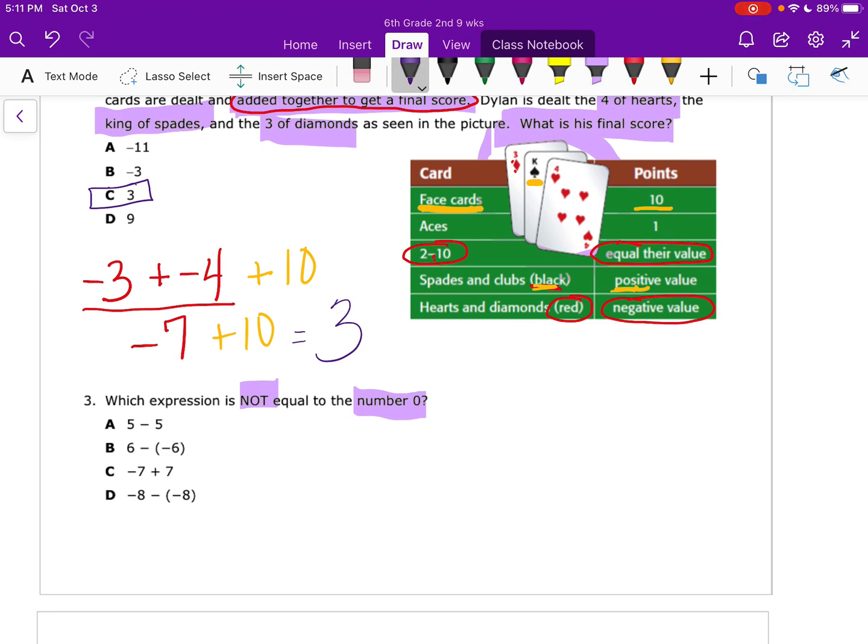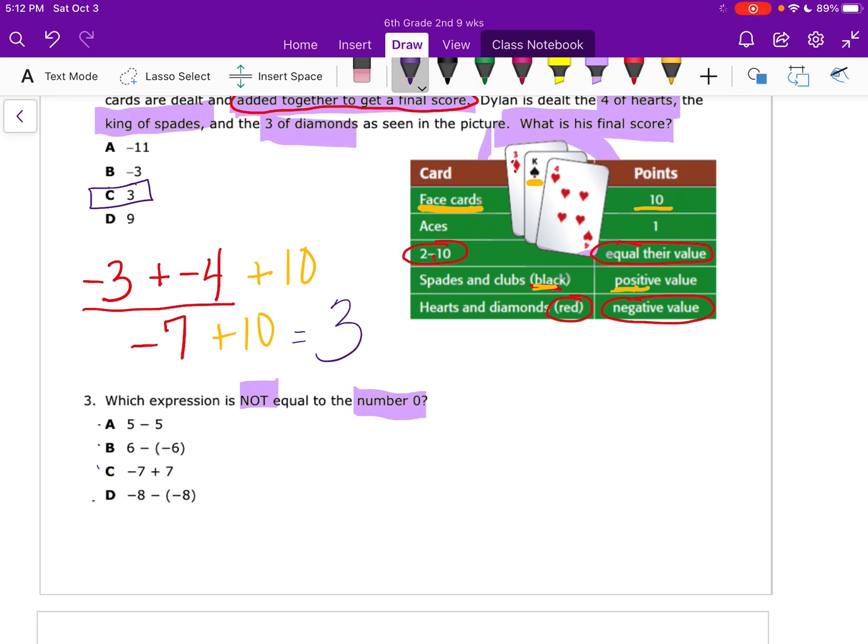I don't like these questions. You probably don't like them either. I don't like them because it's really not one question. It's really 4 questions. We have to answer each one of these, A, B, C, and D, to figure out which one is not equal to the number 0.